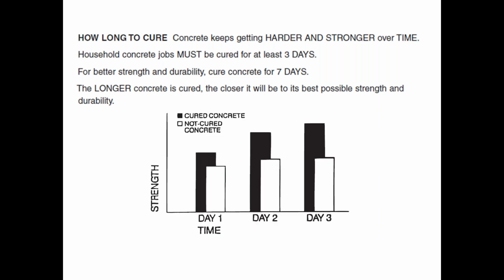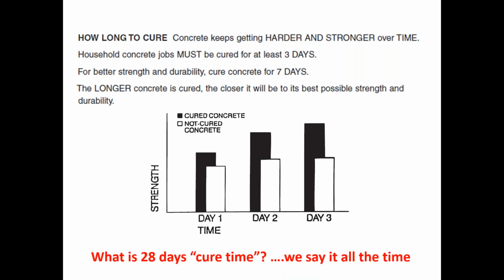And again, here's a nice little graph, simple to follow. Over time, you can see day 1, day 2, day 3, with cured concrete and non-cured concrete, that's the strength development. So if you look at that, you think putting a sprinkler on and keeping it damp or covering it with plastic is a good idea? I do, because the stronger it is, the better it is, and the longer it's going to last, by the way.